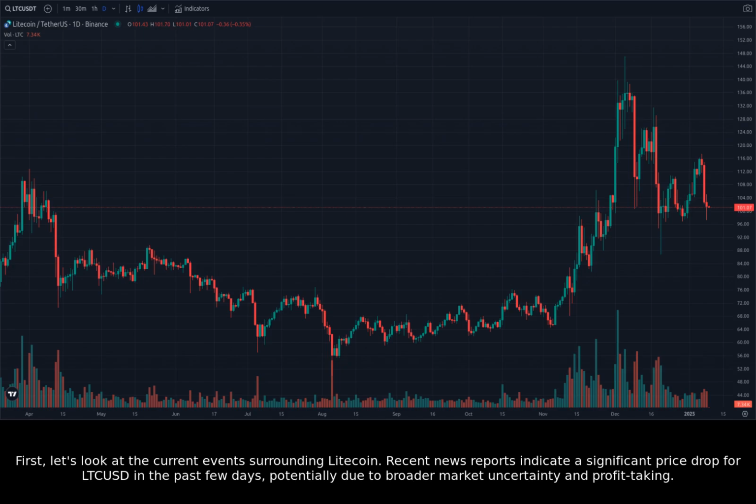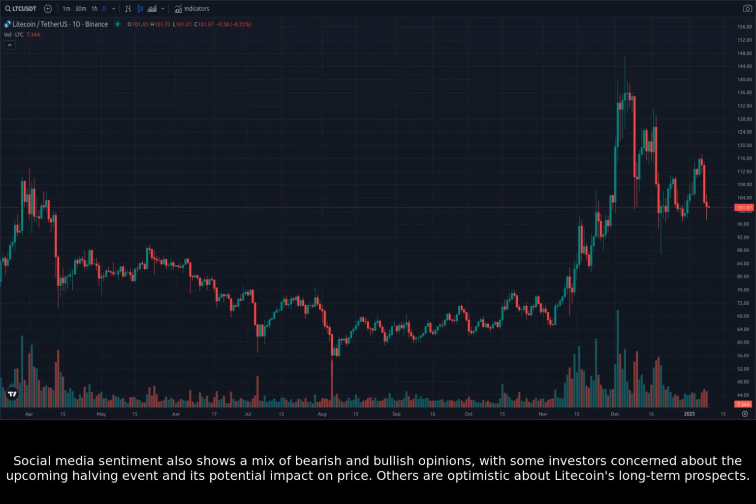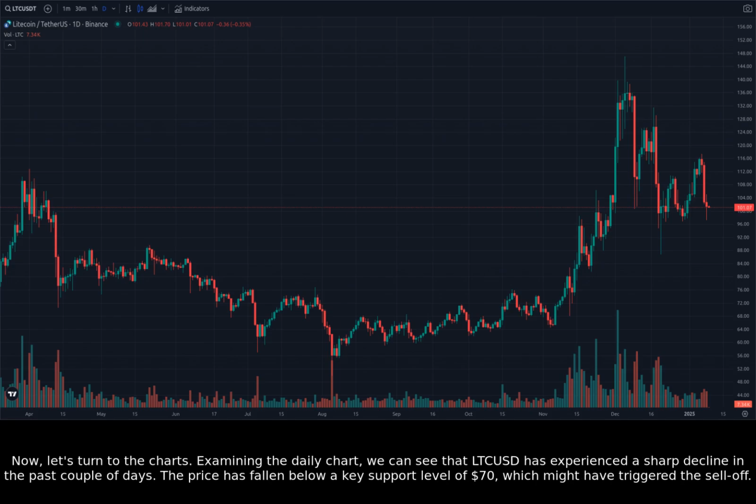Recent news reports indicate a significant price drop for LTCUSD in the past few days, potentially due to broader market uncertainty and profit-taking. Social media sentiment also shows a mix of bearish and bullish opinions, with some investors concerned about the upcoming halving event and its potential impact on price. Others are optimistic about Litecoin's long-term prospects. Now, let's turn to the charts.